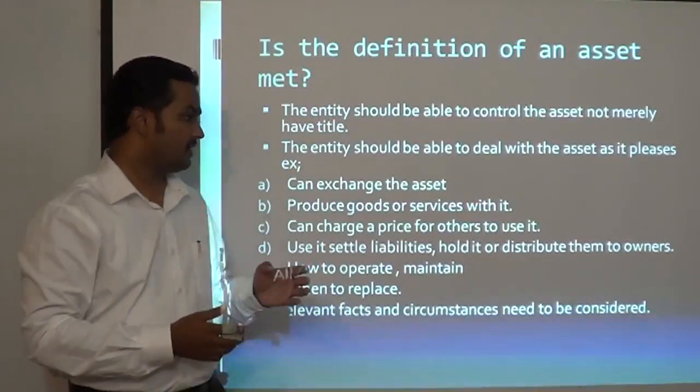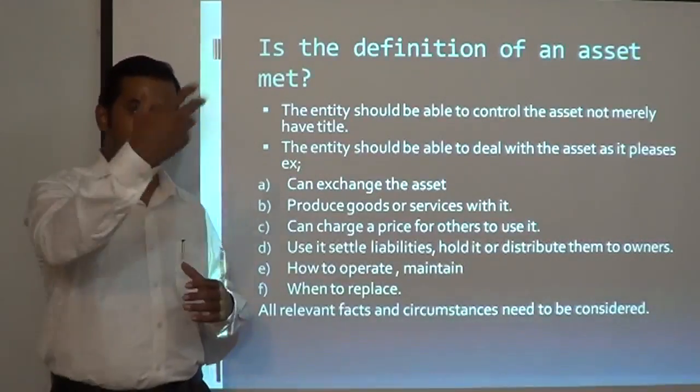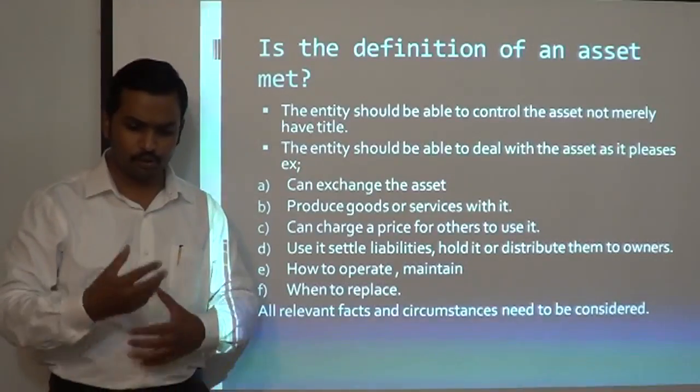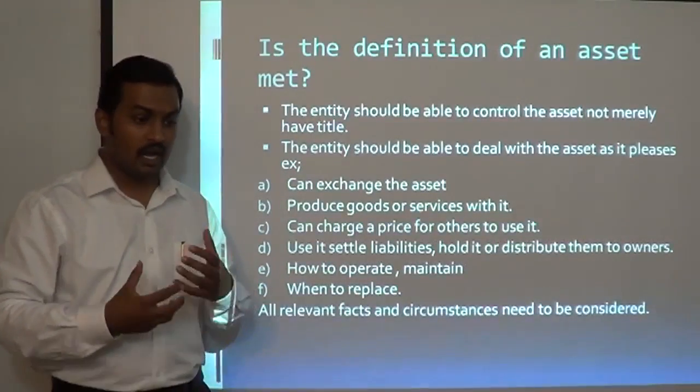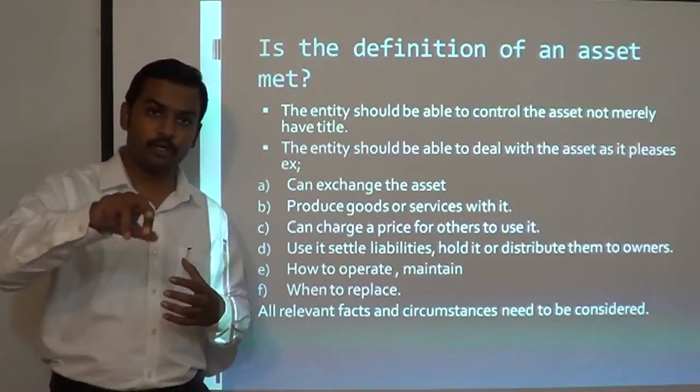We have to verify whether these things are there or not. Can I exchange the asset? Can the entity exchange the asset with others? The answer should be yes. Produce goods or services with it. I should be able to produce goods and services using this equipment. I should be able to decide how to maintain it, how to operate it, when to replace it.